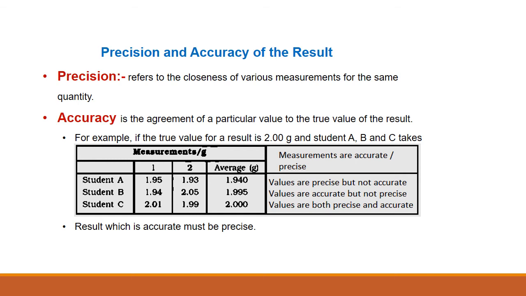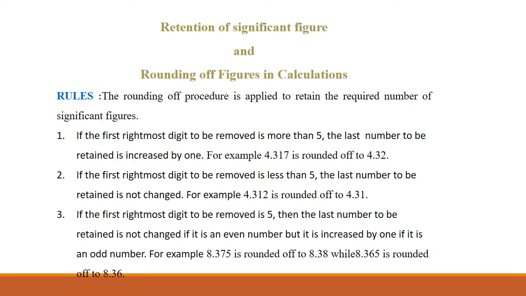Student B, both values are not close to each other, but the average result is close to the real value. And student C is having neither precise nor accurate values, because the measurements are very different from each other and the true value is the same. So both are precise and these are very close to each other as well as close to the real value.